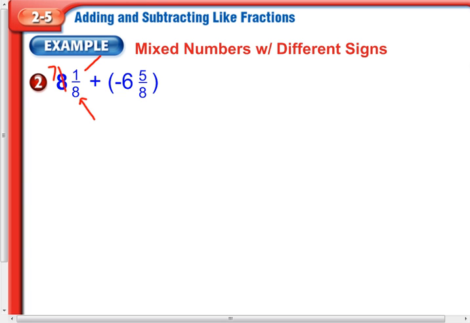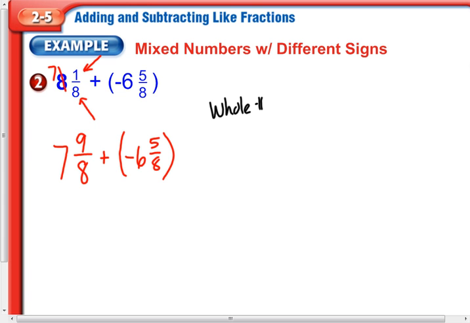I deal with my numerators. I have a positive 9 plus a negative 5. And when I take that on here, 7 plus a negative 6 is 1. 9 plus a negative 5 is going to give us 4, and that is out of 8, which would convert to 1 1/2 when you reduce.